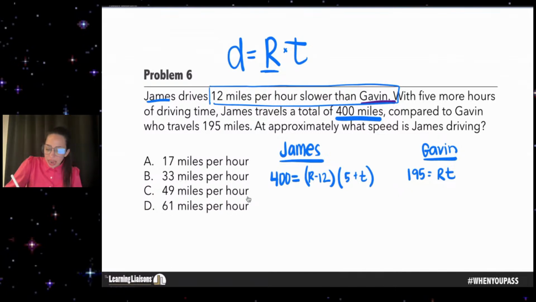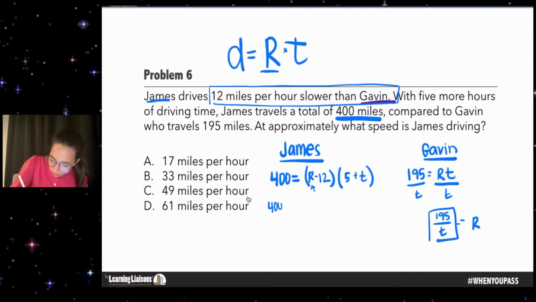But what I want to do is replace one of these with something else so that I can substitute and have one variable, just like we did in the other problem. So I'm going to divide both sides by T. So rate equals 195 divided by T. I'm going to plug this in for R right here. So 400 equals 195 divided by T minus 12 times 5 plus T.